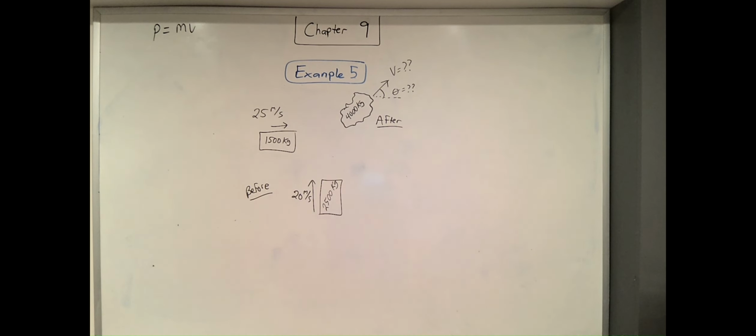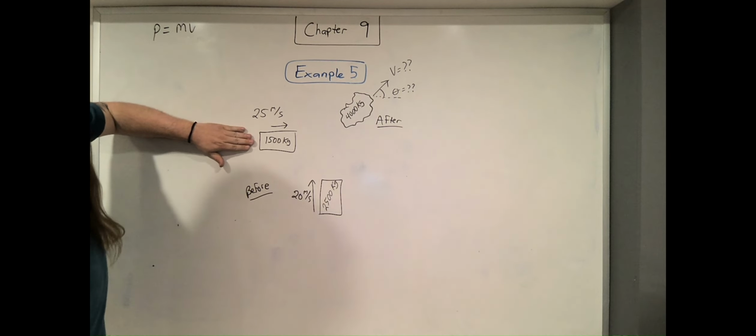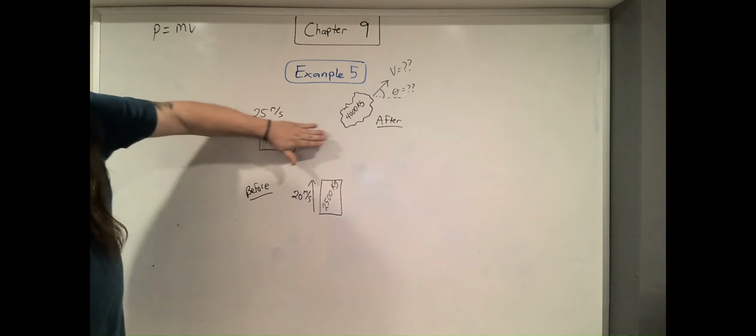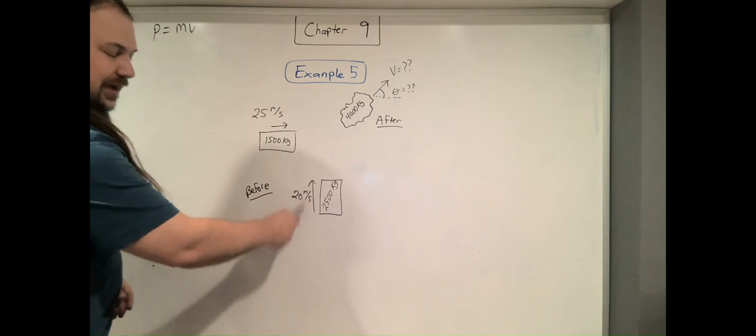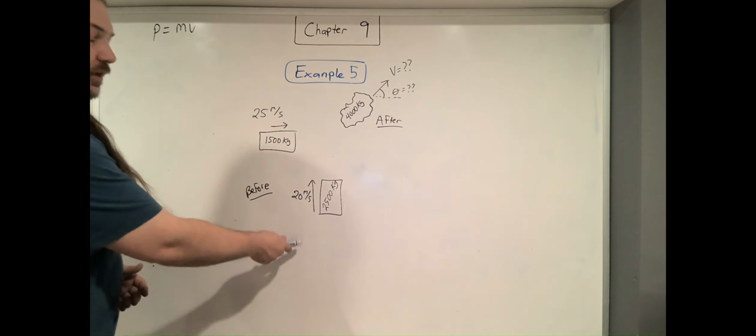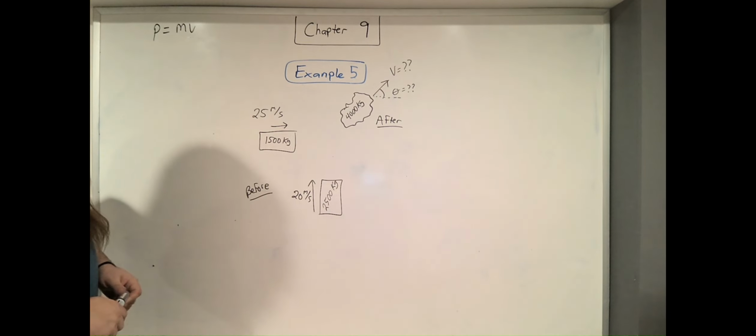All right, so let's look at example 5. So two-dimensional motion, or two-dimensional momentum. Here we have a 1,500 kilogram, probably a car, traveling at 25 meters per second eastbound. And then down here we have a 2,500 kilogram, probably a truck, traveling north at 20 meters per second.